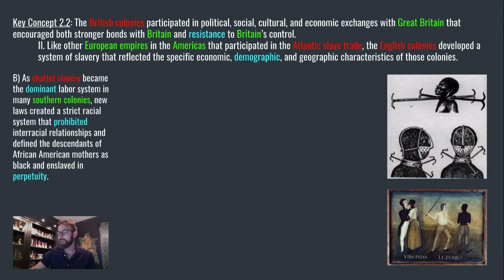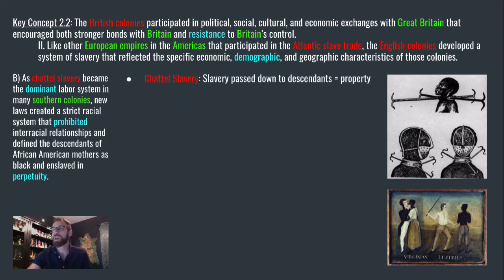All right, next up is looking at chattel slavery. I've definitely used this term before. Here's a whole slide dedicated to studying it. When we define chattel slavery, I'm sure you've seen the word slavery before, but not the word chattel. It means slavery is passed down to descendants, and that makes them property, not people, from a legal standpoint.